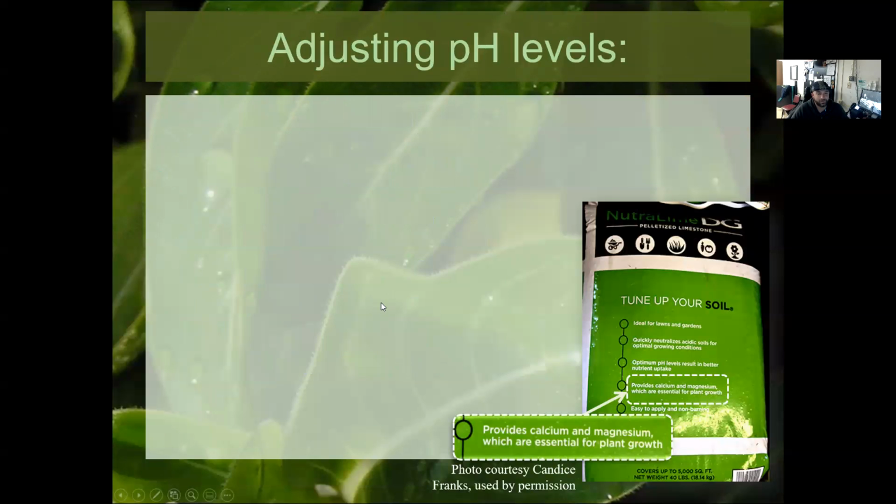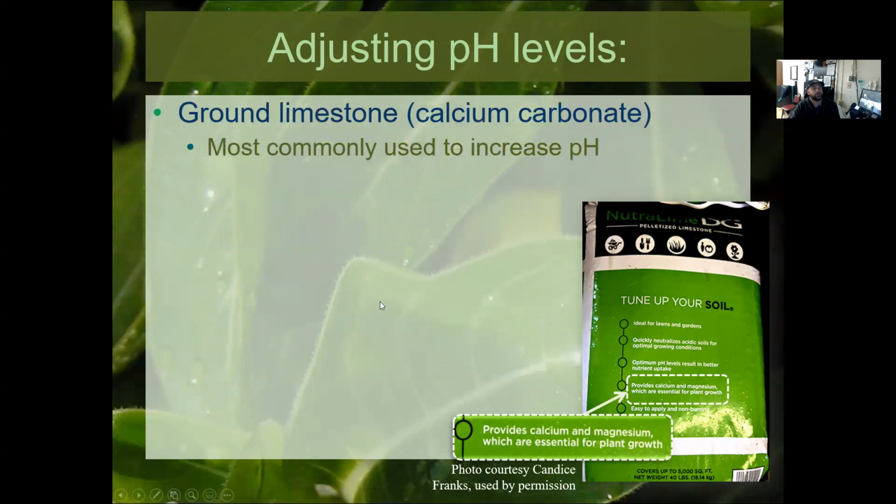So, adjusting pH levels, how do we do this? Ground limestone is most commonly used to increase your pH, which means you're going to be increasing alkalinity. Typically this is more used in the lawn care sector. Limestone is great for greening up grass in a pinch, especially if you have a customer who doesn't like that their grass is growing in a light green color.